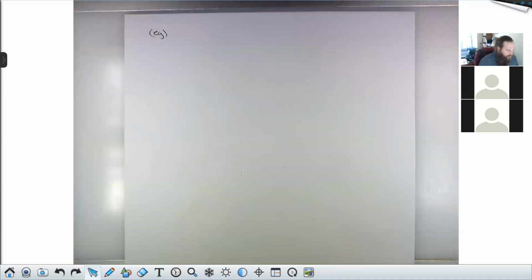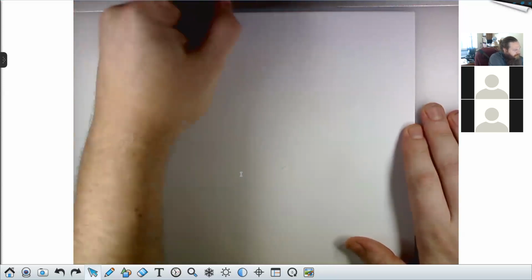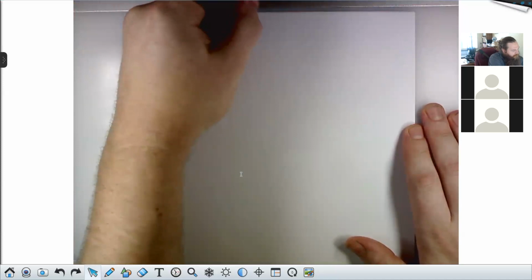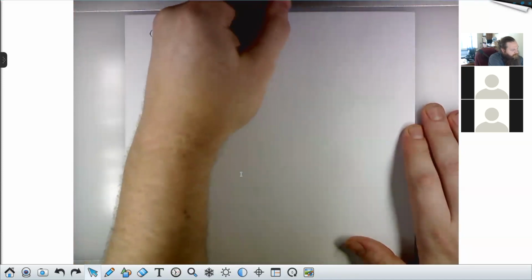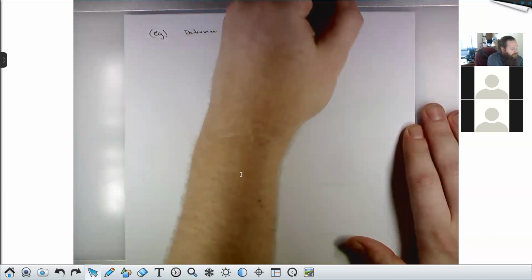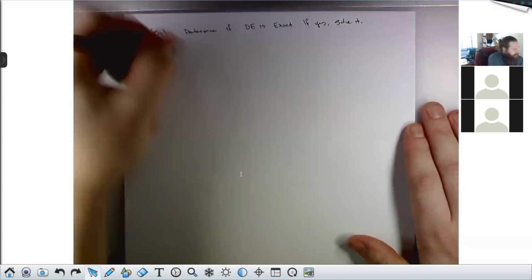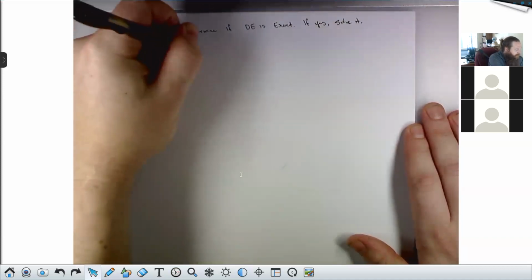Determine whether that's exact. If it's exact, solve it. Let's see. Off the top of my head, maybe we'll run through a few. Determine if the equation is exact. If yes, solve it. This one looks like fun. So I have not solved this problem yet. I'm just pulling this out of the textbook.